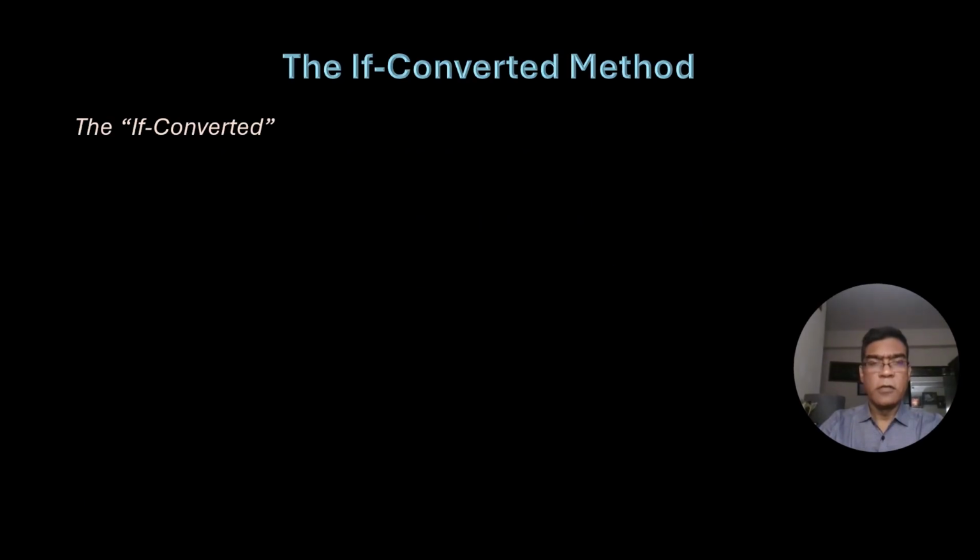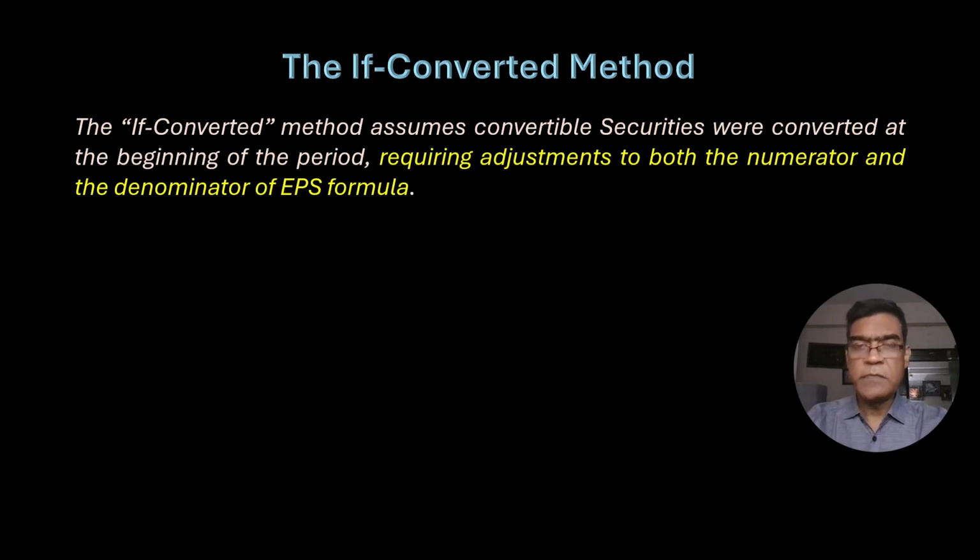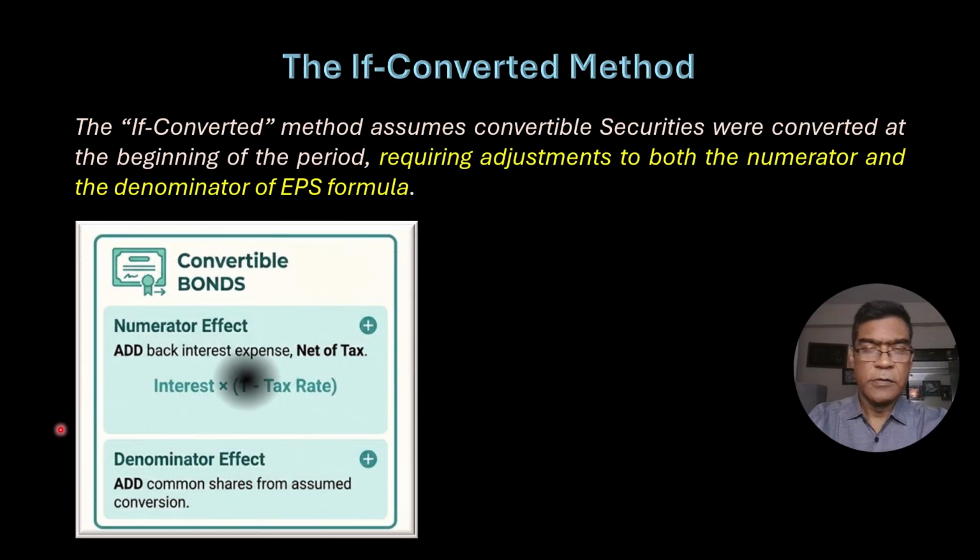The if converted method. The if converted method assumes convertible securities were converted at the beginning of the period, requiring adjustment to both the numerator and the denominator of the EPS formula. You see over here, convertible bonds, numerator effect: add back interest expense net of tax. Net of tax means after deducting the tax. The formula is here: interest expense times 1 minus tax rate. If 30%, so 0.30, then 1 minus 0.30 is 0.70. So if it is 1000, then 700 should be added back to the net income. Denominator effect: add common shares from assumed conversion. Clear?